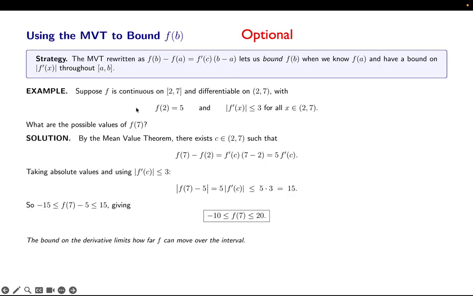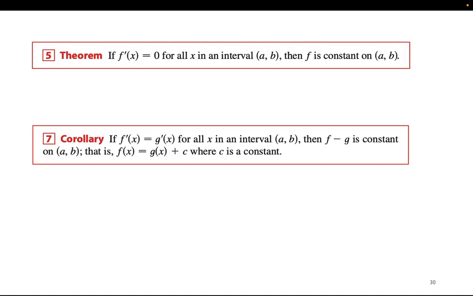Here's another one that's optional. Again, you can read it. This is to use the mean value theorem to find a bound for a function. It helps you find the possible upper bound or lower bound for a function. And then here's the last slide for the first video. Again, we're going to have 2 videos this week covering the material.